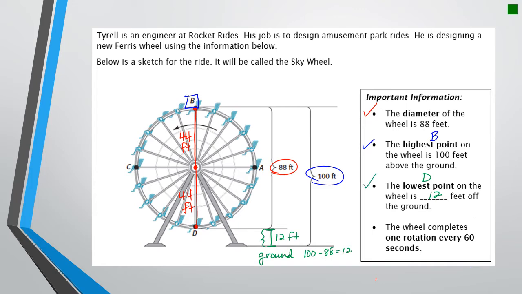The last piece of information isn't really anything that we need to label, but it's telling me that the wheel completes one rotation every 60 seconds. So what that means is if you started here on point A and you went all the way around the Ferris wheel, it would take you exactly 60 seconds to do that.